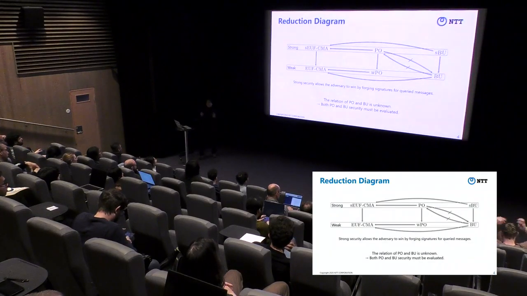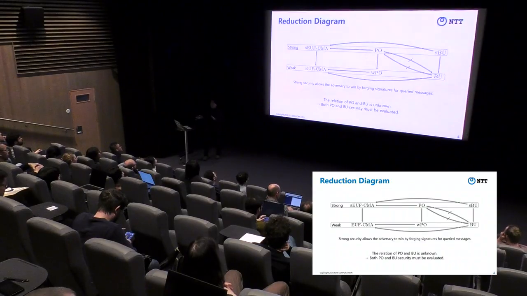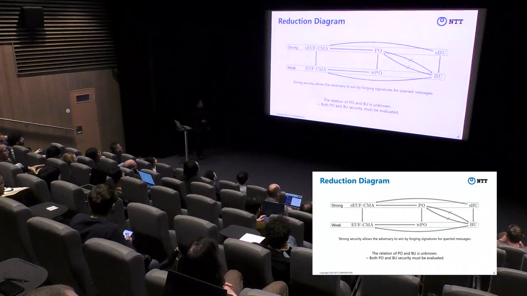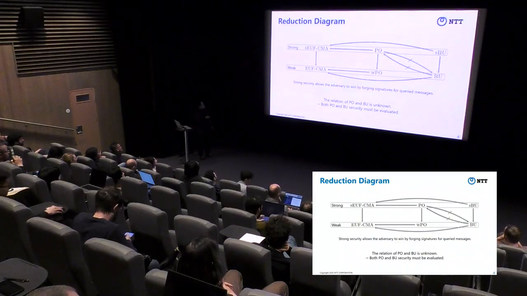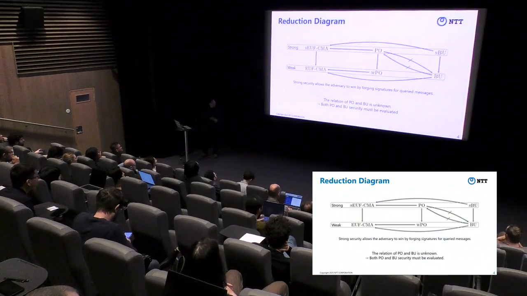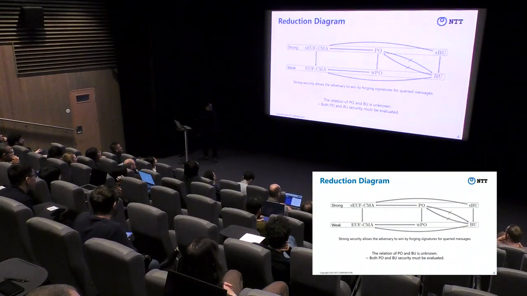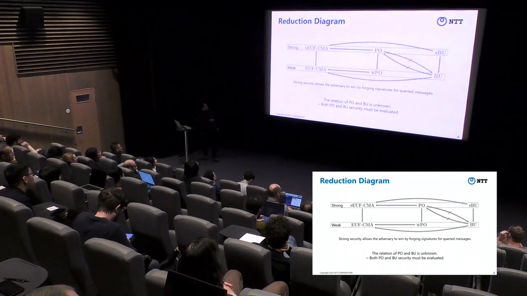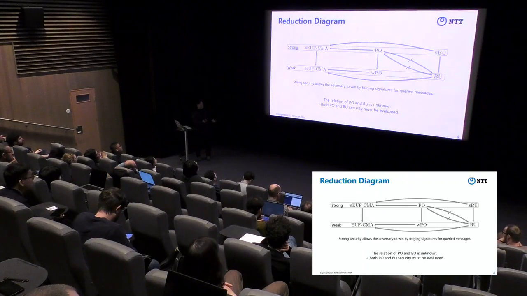Some may think it's weird to have two different notions for the same purpose, but it's kind of inevitable. I'd like to show the reason using this reduction diagram. Actually, there are two levels of security, strong and weak. Strong security allows the adversary to win the game by forging signatures for already-queried messages. And if we look at the relation between PO and BU, there is no reduction. So we have to evaluate both PO and BU security independently.